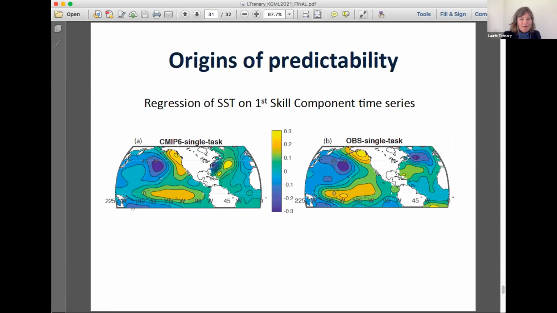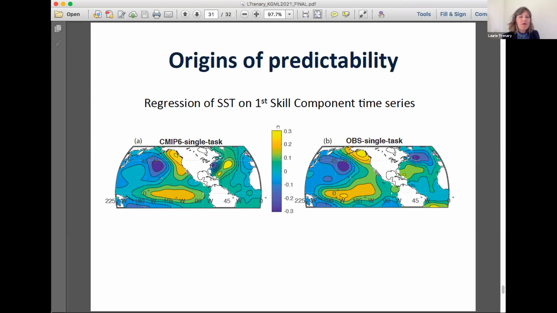I'm running out of time, so I'll get to my last point, and then I'll open it up for questions. We started out wanting to know where the predictability was coming from. We identified these large scale features that seemed to have structure similar to the ENSO teleconnection pattern. Now we have this time series that's capturing the variability of that predictable feature. So I can regress the SSTs onto that time series and look at what the structure of the SSTs looks like.